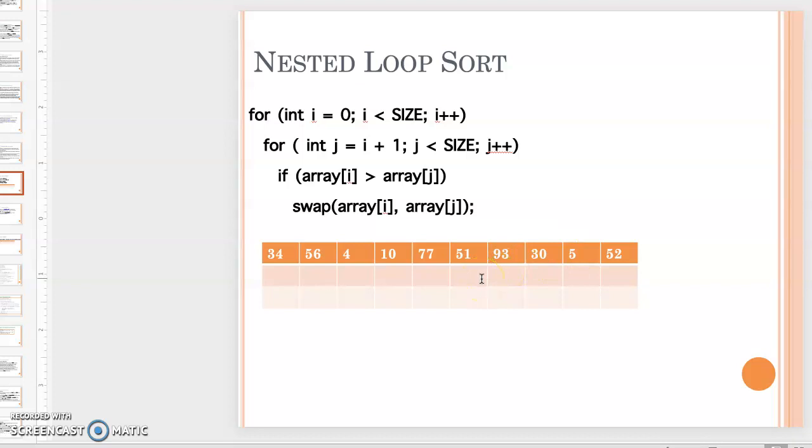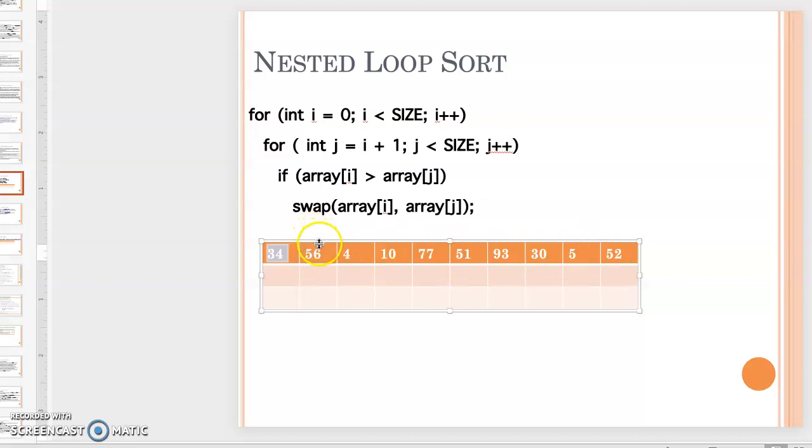They are not in sorted order. So for this nested for loop, we see the outer for loop starts from 0, so we start from this index. In each pass we start from i equal to 0, and then the inner loop starts from i plus 1. That means it starts from 56, and then we go over 4, 10, 77, until 52.